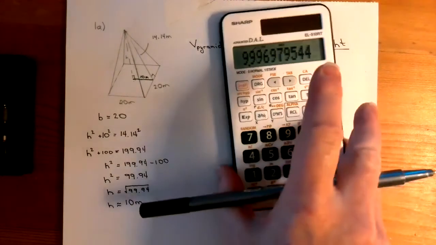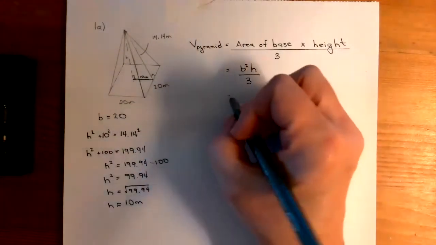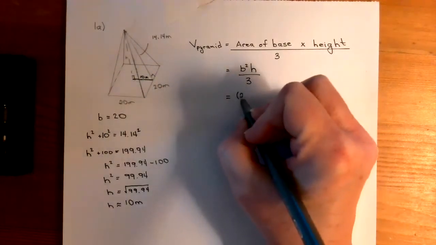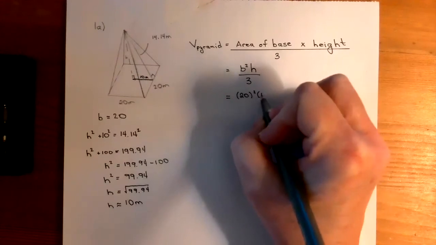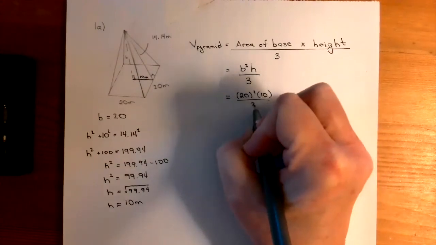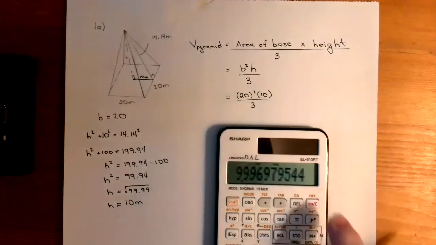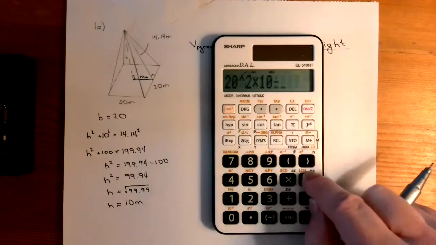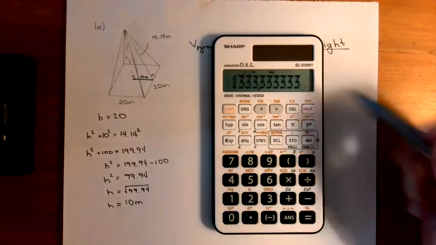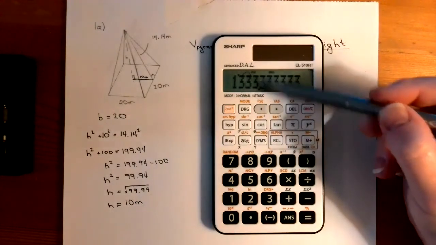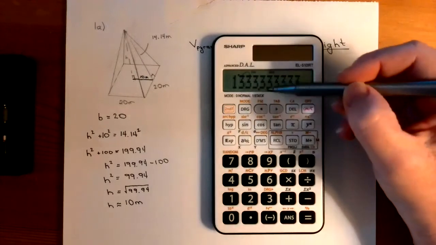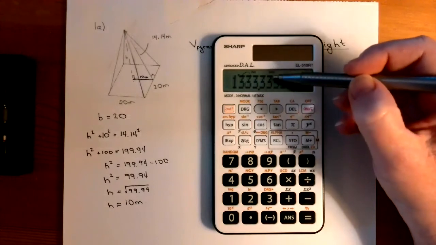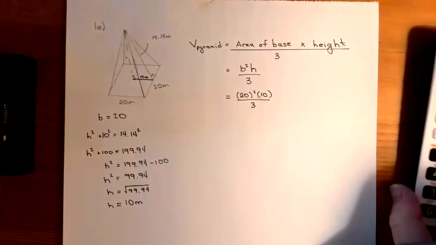And now I can substitute my height and my base into my formula. I know my base is 20, so it's going to be 20 squared times 10 divided by 3. Using my calculator, that gives me an answer of 1333.33. If I round it to one decimal, the number after is a 3. 3 is not 5 or more, so that means that this number stays.